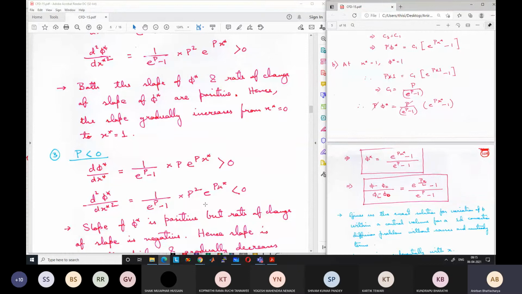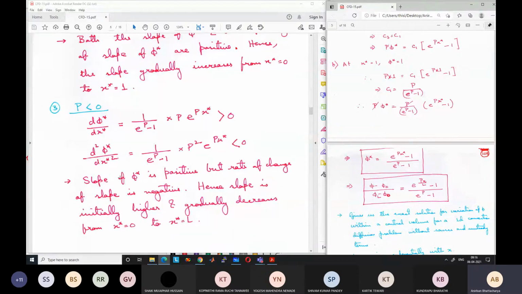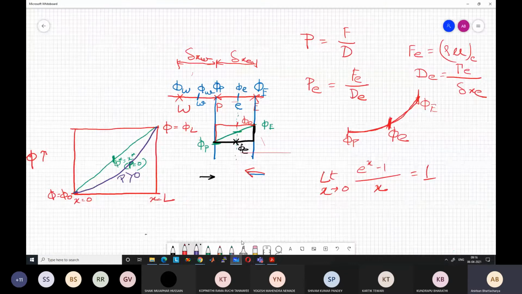So the rate of change of slope is negative, which means that initially the slope is positive. The slope always remains positive, but the slope decreases gradually. Slope of phi star is positive, but the rate of change of slope is negative. Hence the slope is initially higher and gradually decreases from x star equal to 0 to x star equal to L. So let us take a look at how it should look.